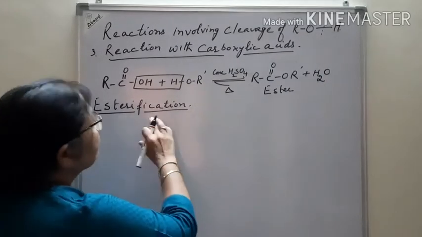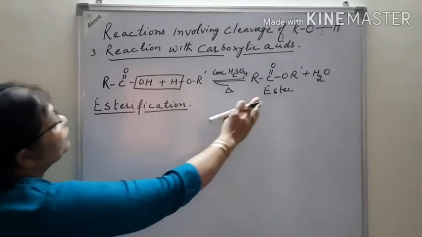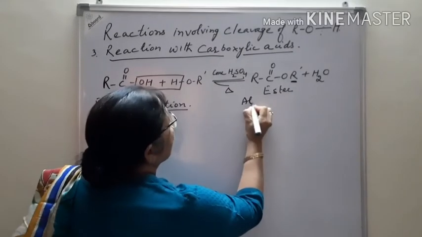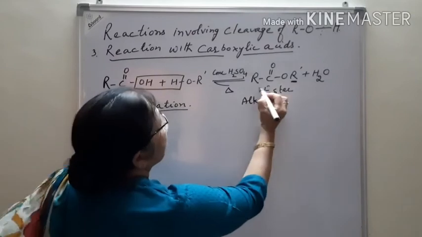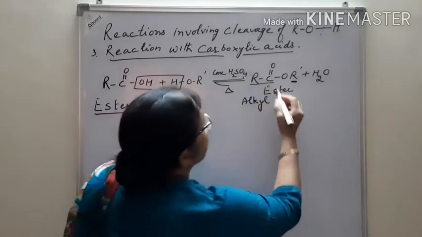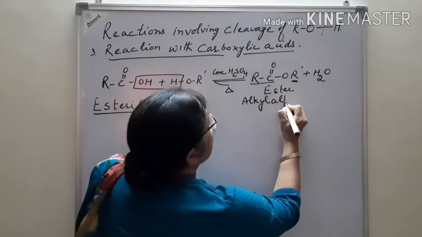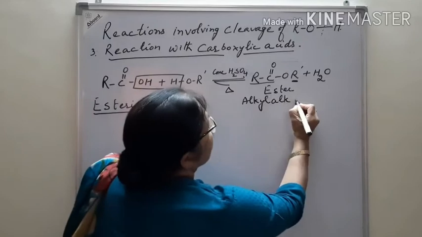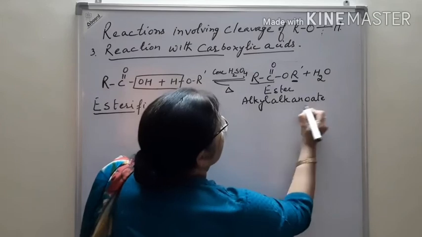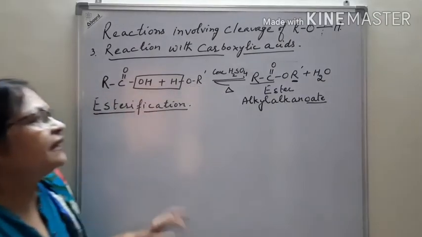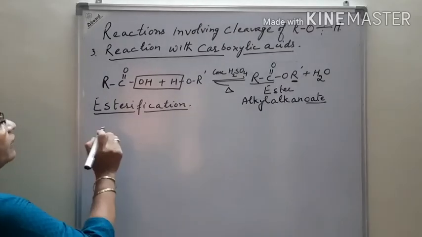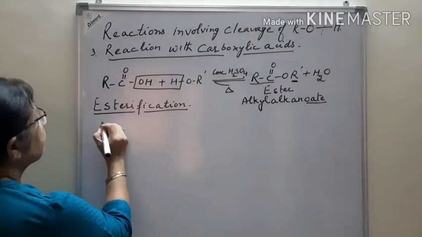Correspondingly, how do you give the name to these esters? The alkyl group is written first, right? In the chain, you check the number of carbon atoms. Suppose we write it as alkane, single bond, and we put the suffix -oate. Alkyl alkanoate, that will be the name. Now we will discuss another example.